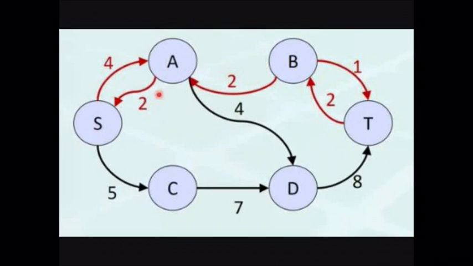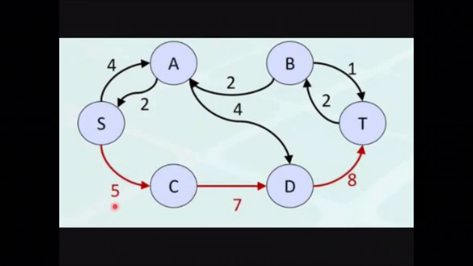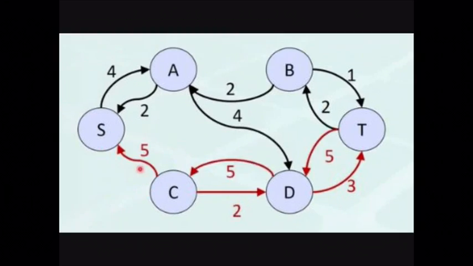Let's go back to step 1 and check if there is still a path from S to T. There is a path S, C, D, T. We need to find the smallest capacity of the arcs on this path, denoted by 5. Minus 5 from the capacity of each arc on the path. This will be 0 and we can remove it from the network. This will be changed to 2 and this will change to 3.